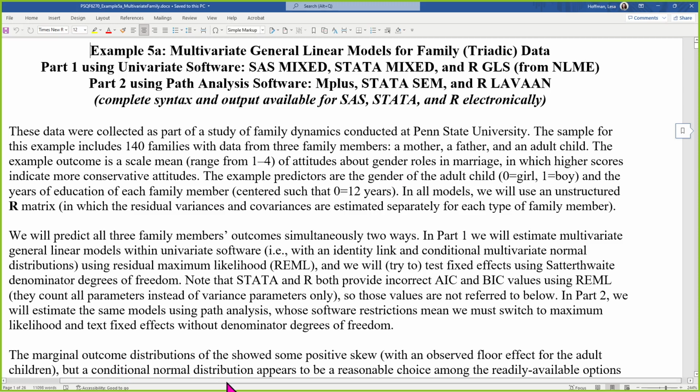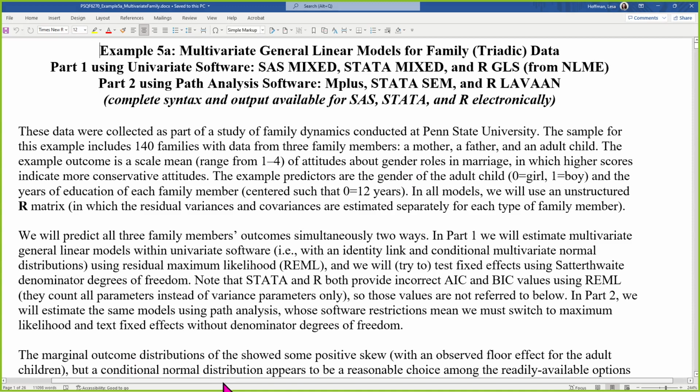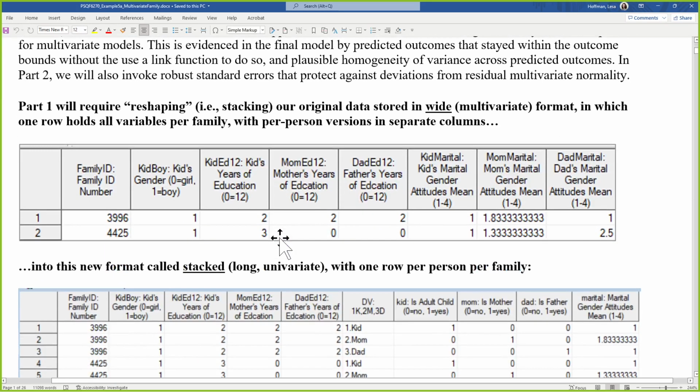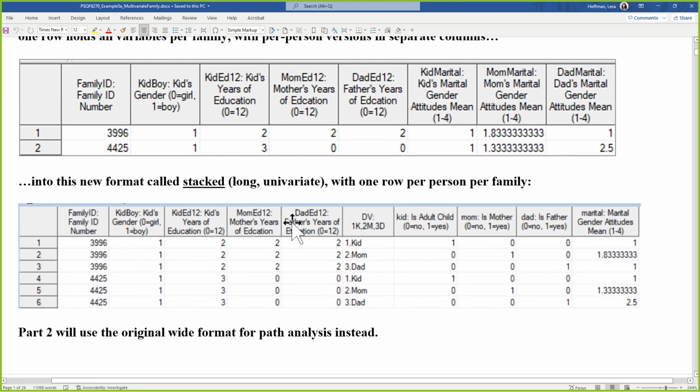So do you remember the story behind these data? 3 people from the same family, same outcome, measured across all 3 people, conservative gender attitudes with respect to how people should behave in a marriage. Higher scores mean you're more conservative. And we made our way through the stacking process.